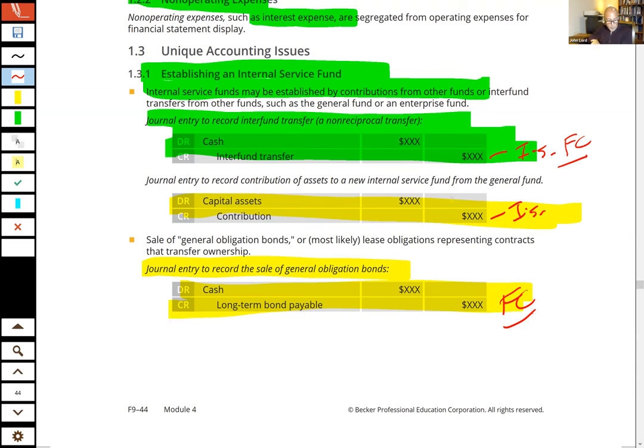Okay, so you've got to think through: what fund am I in when treating long-term debt?